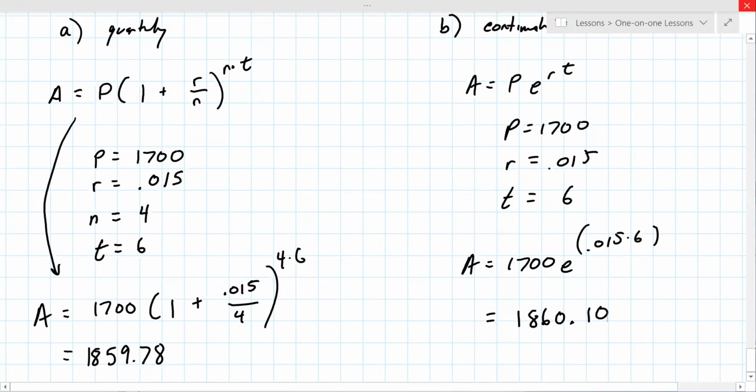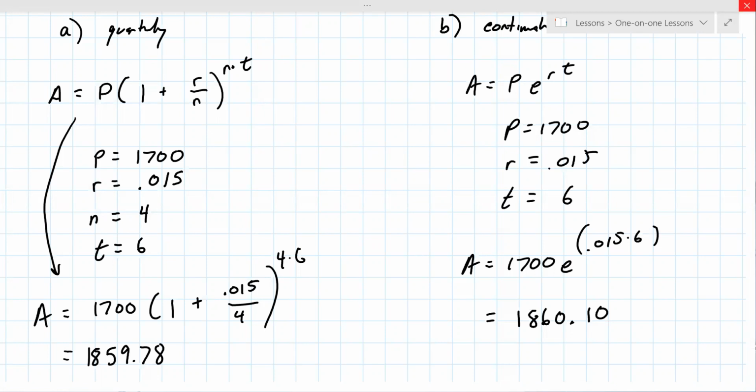I end up getting 1860.096, so I can round that up to $1,860.10.